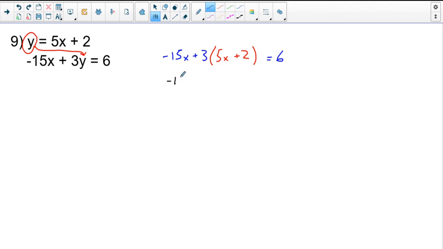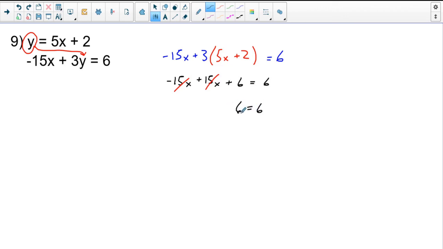So let's bring this down, negative 15x. We're going to distribute the 3. 3 times 5 is 15x, 3 times 2 is 6. And look at what's happening here. The negative 15x and the 15x are going to cancel out. So I really just have 6 equals 6 as my solution here.